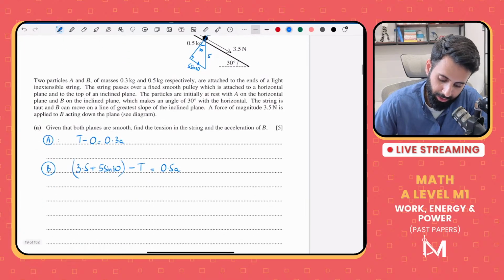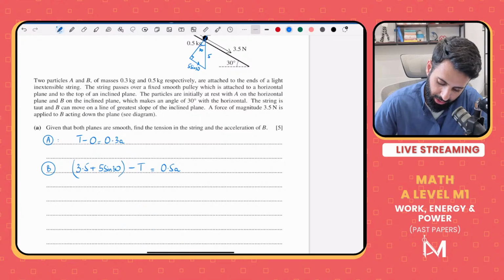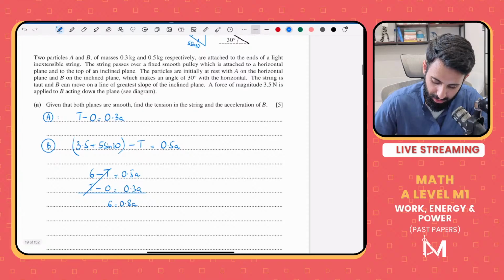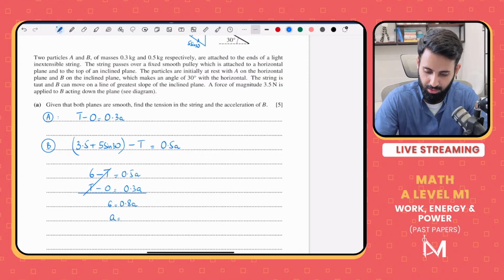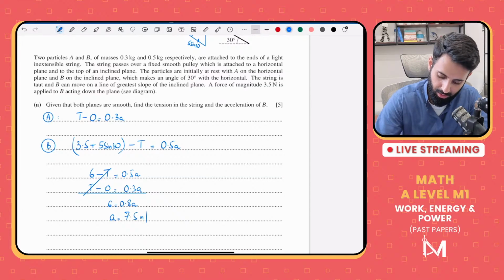Now let's simplify this. Let's see what we get. This is going to be 2.5 plus 3.5, that's equal to 6. So 6 minus T is equal to 0.5a, then T minus 0 is equal to 0.3a. Let's add them up. T gets eliminated. So 6 is equal to 0.8a. Now you can find out the acceleration. 6 divided by 0.8 is equal to 7.5 meters per second squared. There you go.